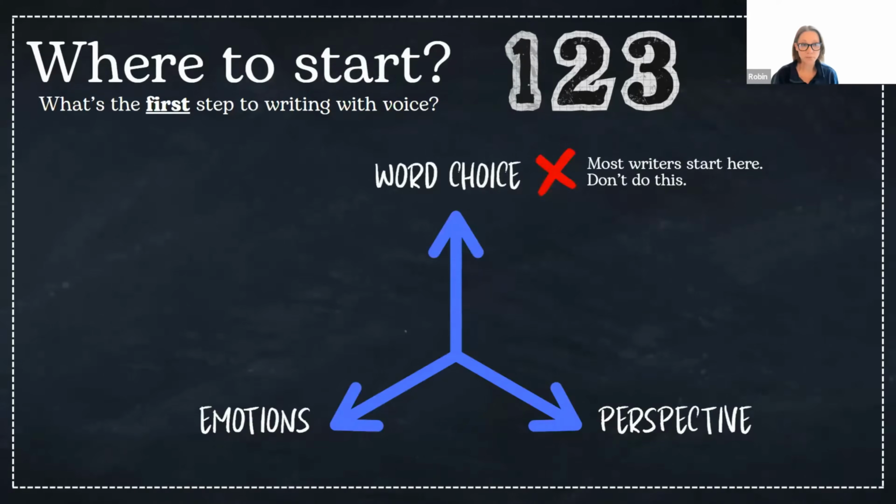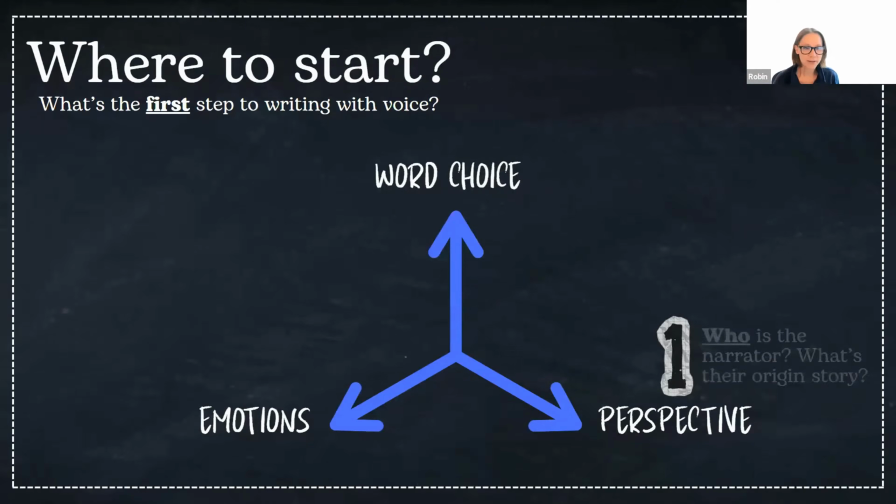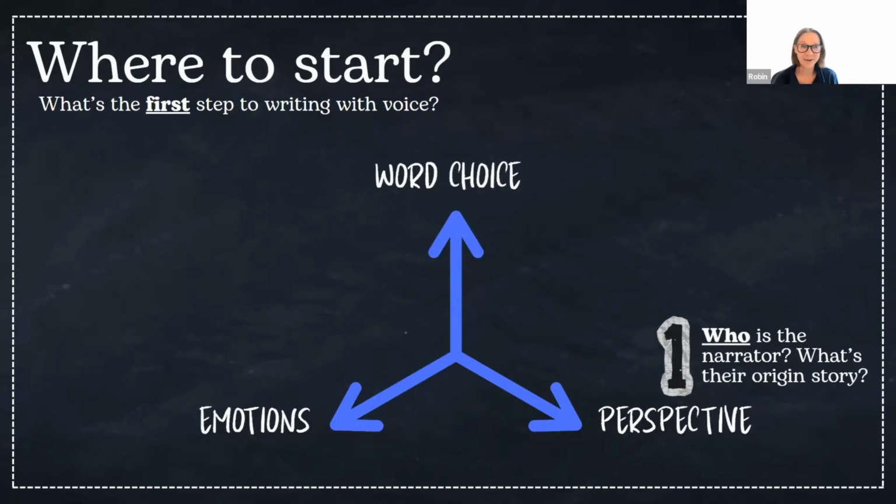A lot of writers will start with word choice. They'll write something down and then they will say, okay, I'm going to add in some adjectives, strong verb, something specific. Boom, there we go. Problem with that is it doesn't actually pull the reader in and they don't find a reason to keep reading past those sentences. It's not engaging enough. So instead of starting with word choice, always start with perspective. You need to ask yourself, who is the narrator here?